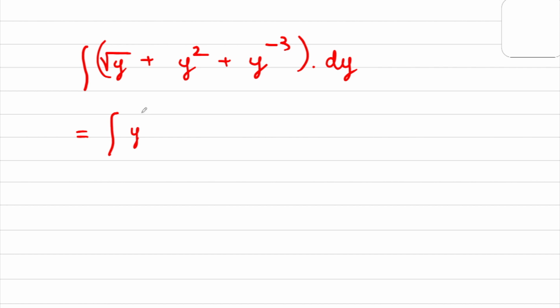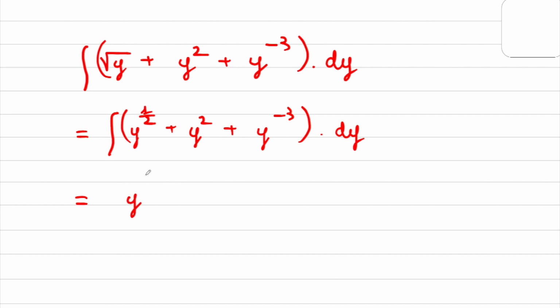You have the square root of y plus y squared plus y to the power of minus 3, and outside the bracket you have dy. It means you choose the variable for this integral to be y. This is not x anymore. So how about this one? I will change the square root to y to the power of 1 over 2, then y squared, then y to the power of minus 3, and apply the power rule for the integral.